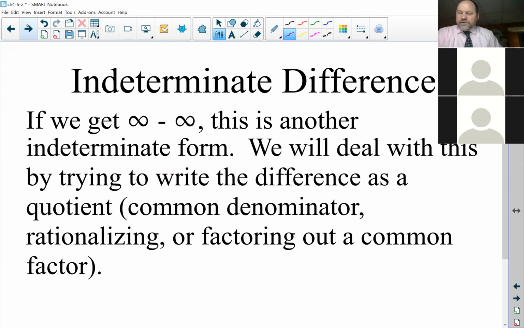Another indeterminate form could be a difference. Infinity minus infinity. Excuse me. If you get that indeterminate difference, then we're going to try to write it as a single fraction. So we might have to find common denominators. We might have to rationalize the denominator by multiplying by the conjugate. We might have to factor out a common factor. All sorts of things that can happen to help us to get it written in either infinity over infinity or 0 over 0.